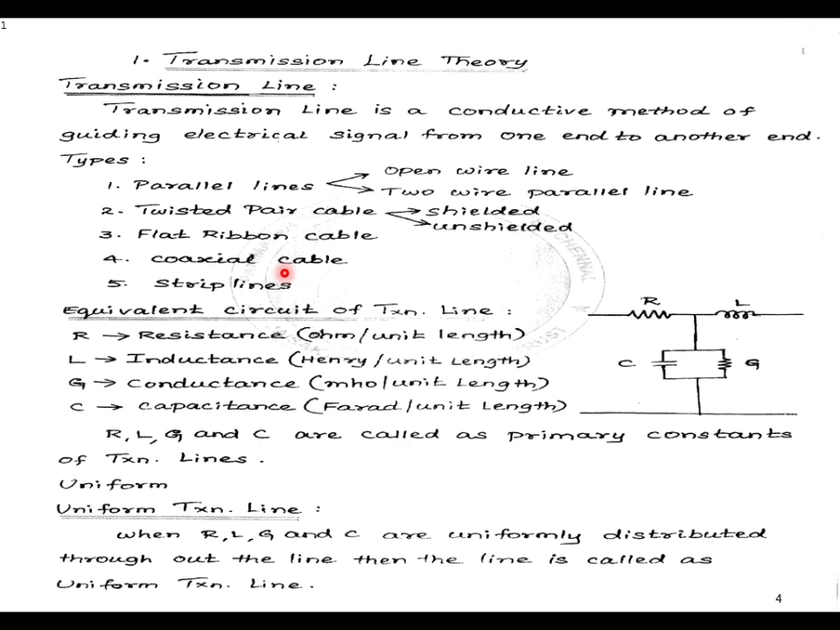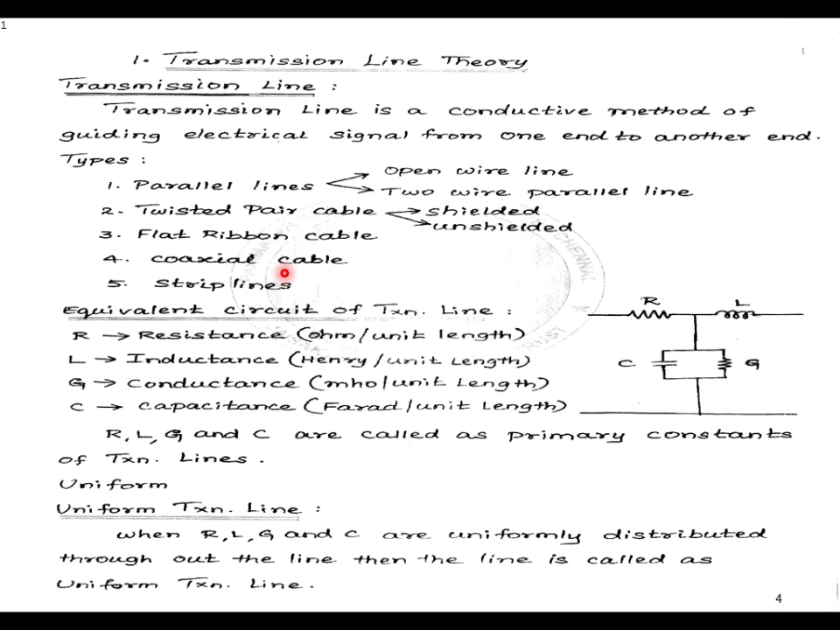For resistance, the unit is ohms per unit length, and inductance is Henry per unit length. Conductance is mho per unit length, and capacitance is farad per unit length.